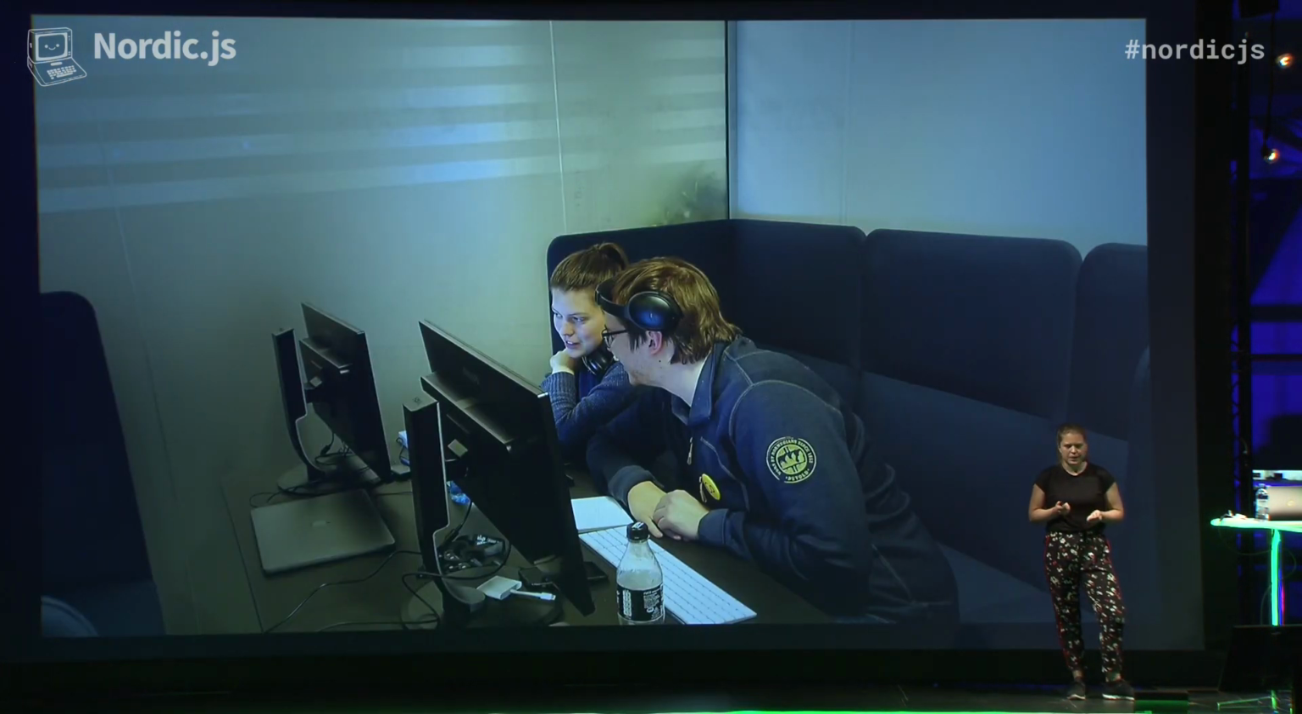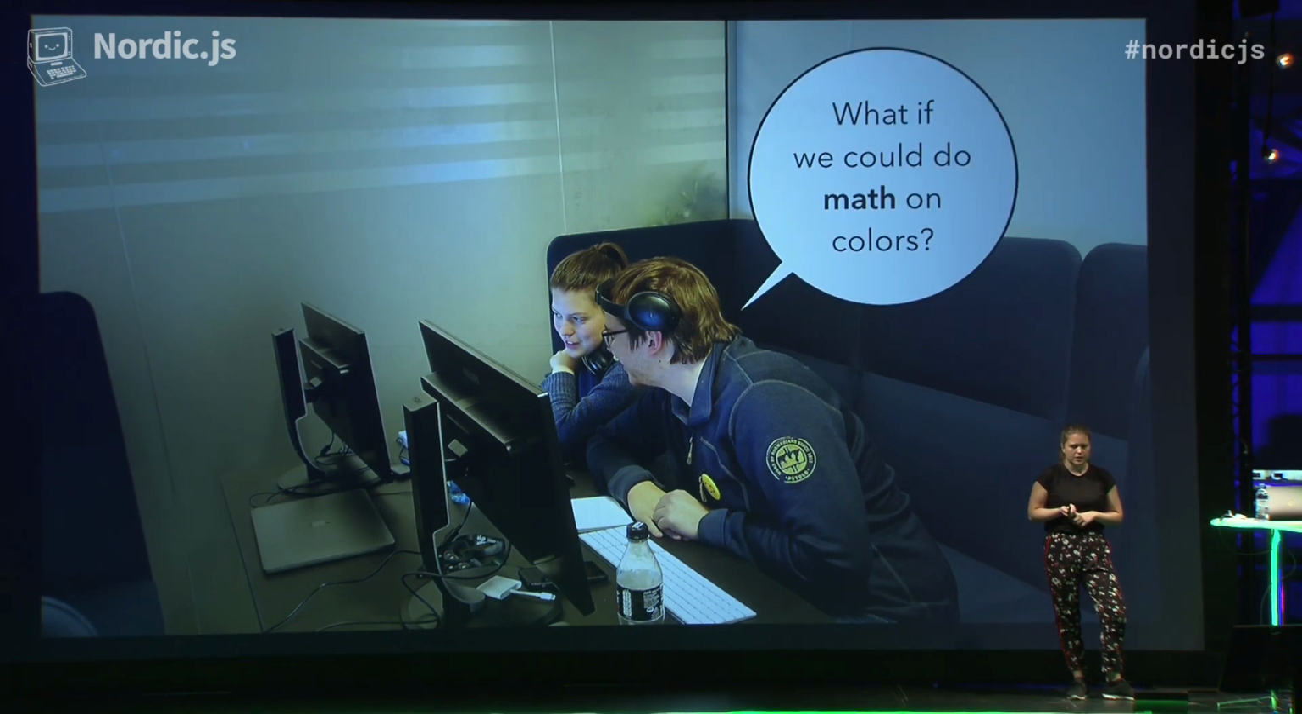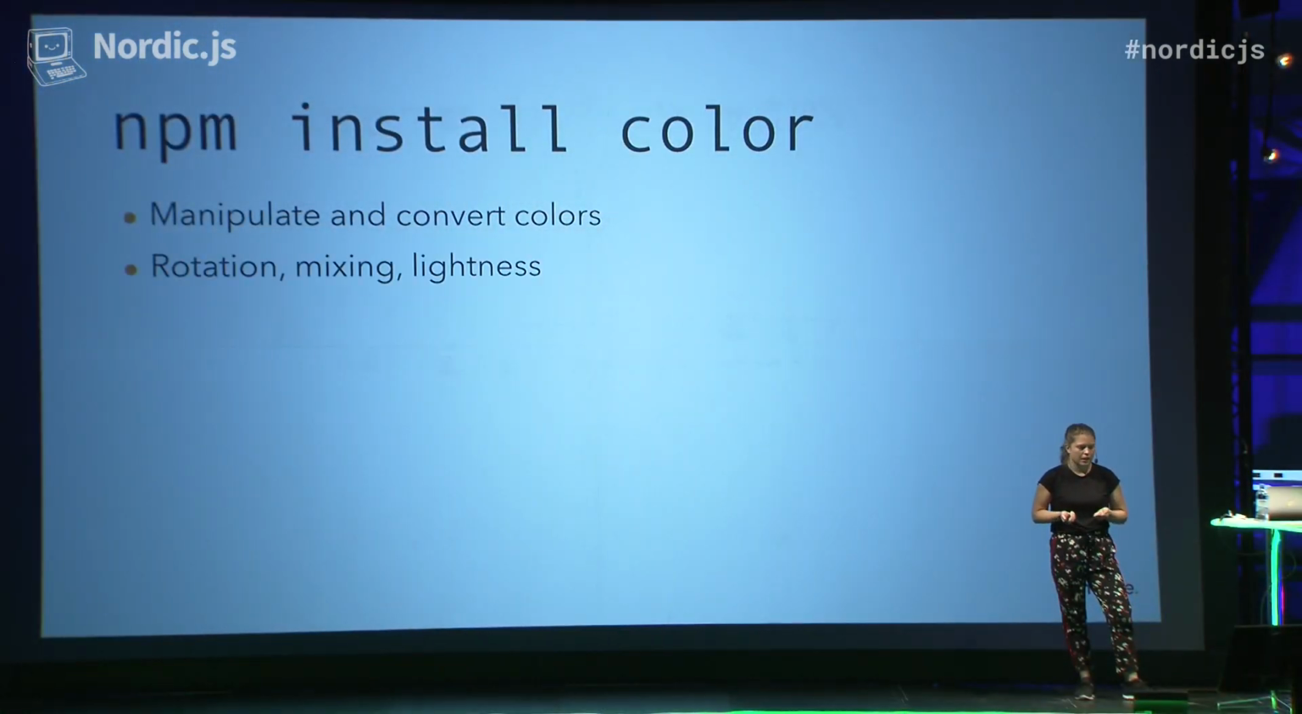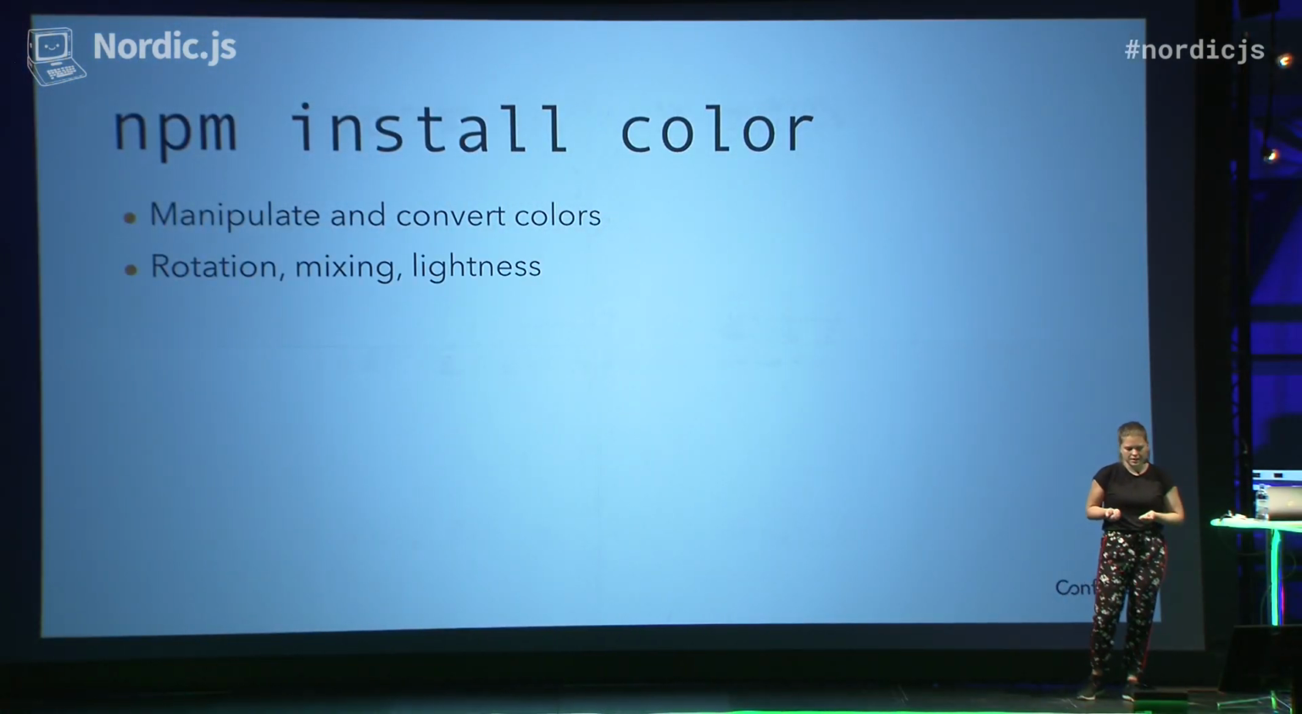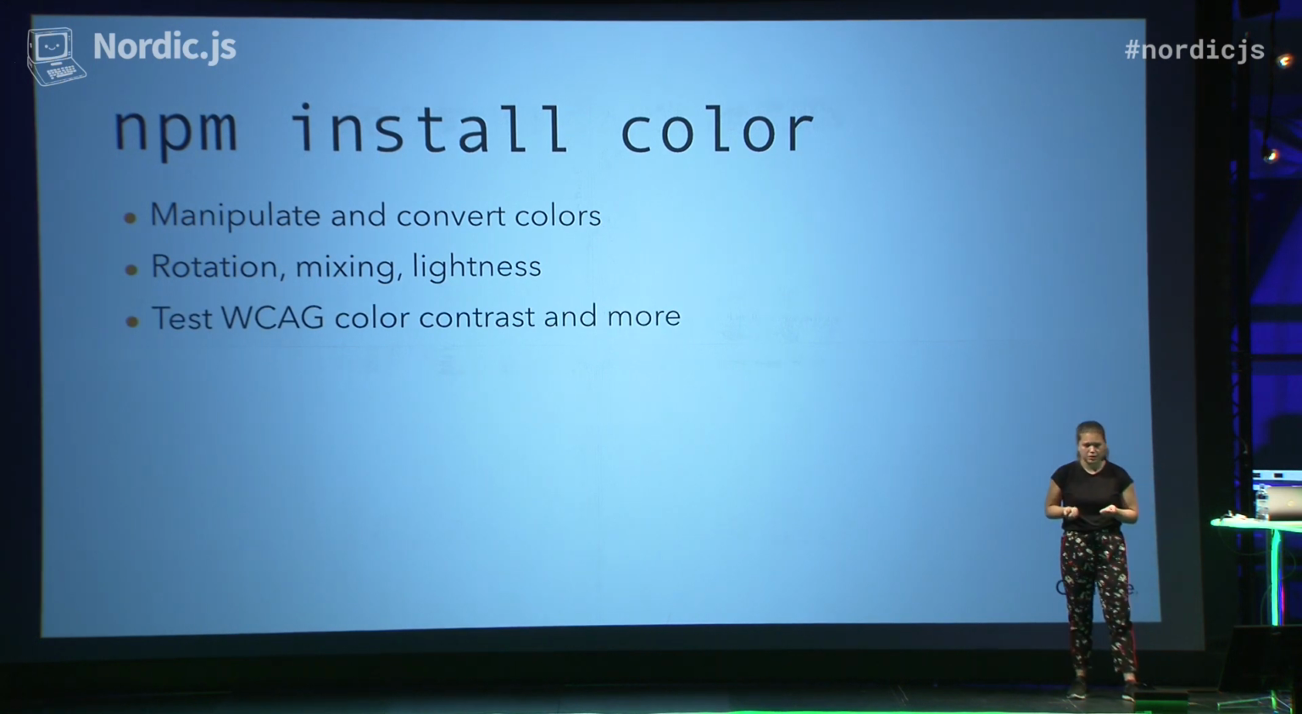So me and Avgea, we sat down and tried to figure out how to solve this problem. And actually, what we just saw was some simple math. So what if we could do math on colors? And colors in computing are just numbers and bits, so we should be able to do that. And luckily, we are not the first people who have that problem. So of course, there's an NPM package for that. So we go ahead and use the NPM package called Color, which can manipulate and convert colors. It can rotate, mix, or check the lightness. You can test WCAG contrast and more.